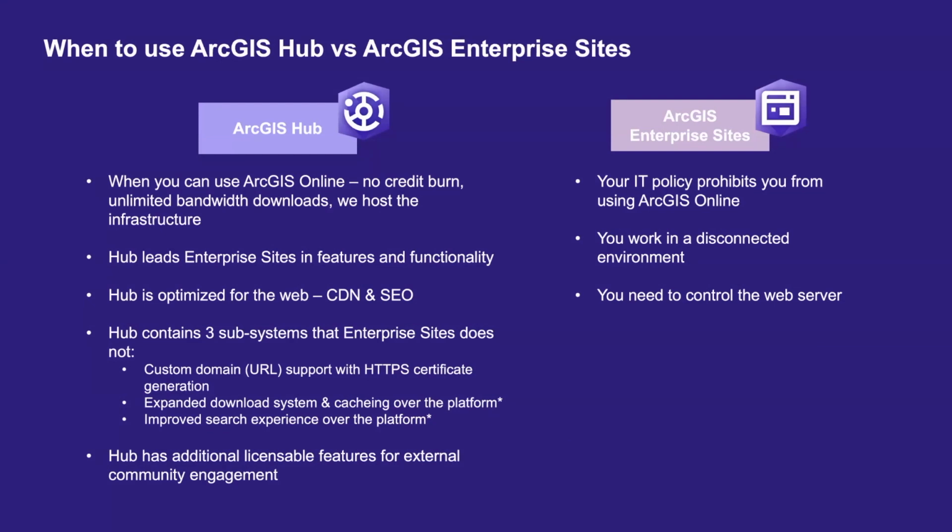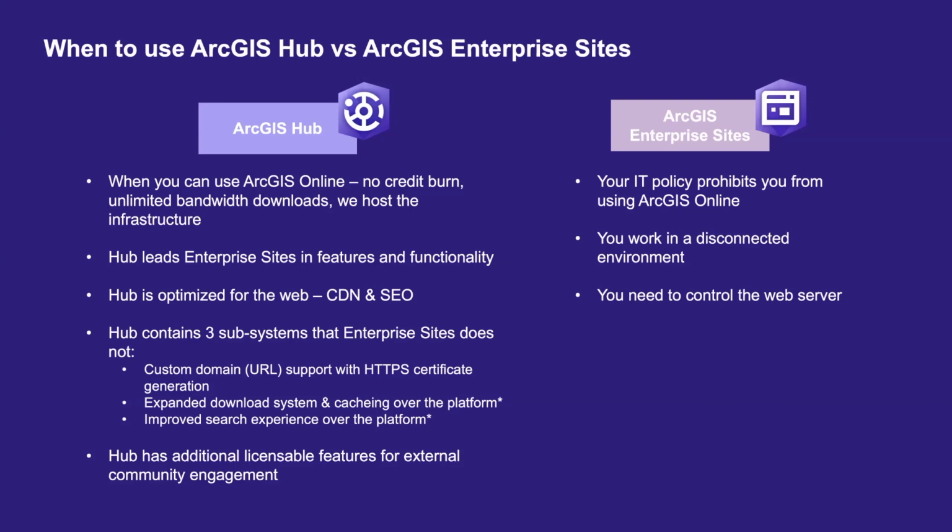So Hub is great if you can use ArcGIS Online. There's no credit burning or consumption of people using the sites frequently. That's all on Esri to manage, so it's kind of nice in that way. Hub also leads enterprise sites in features and functionality. Kind of nature of the beast of being an online product is we can release to it as soon as features are ready, whereas enterprise gets features twice a year. Hub is optimized for the web. We've done some things to make sure your pages and sites are ranked high in Google if they're public. And we also cache certain resources in our content distribution network for advanced performance.